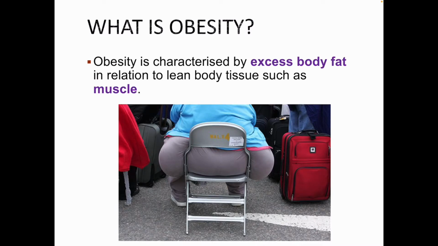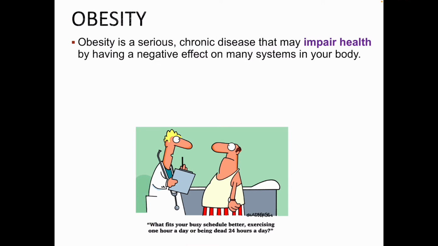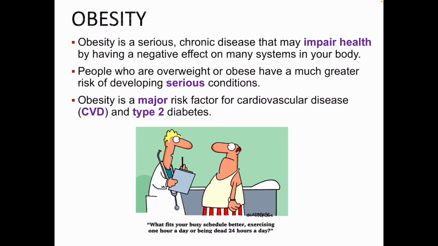Obesity is characterised by excess body fat in relation to lean body tissue such as muscle. Obesity is a serious chronic disease that can impair health because it has a negative effect on many systems within your body. People who are overweight or obese have a much greater risk of developing serious conditions. Obesity is a major risk factor for cardiovascular disease and type 2 diabetes.